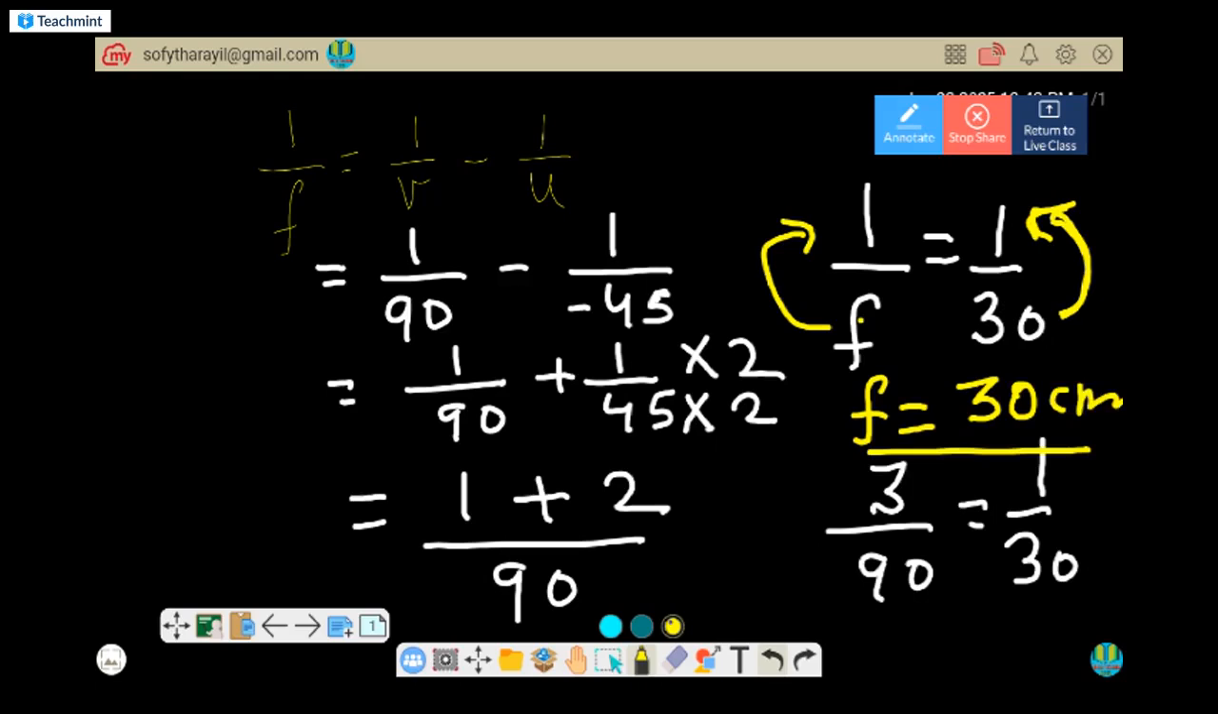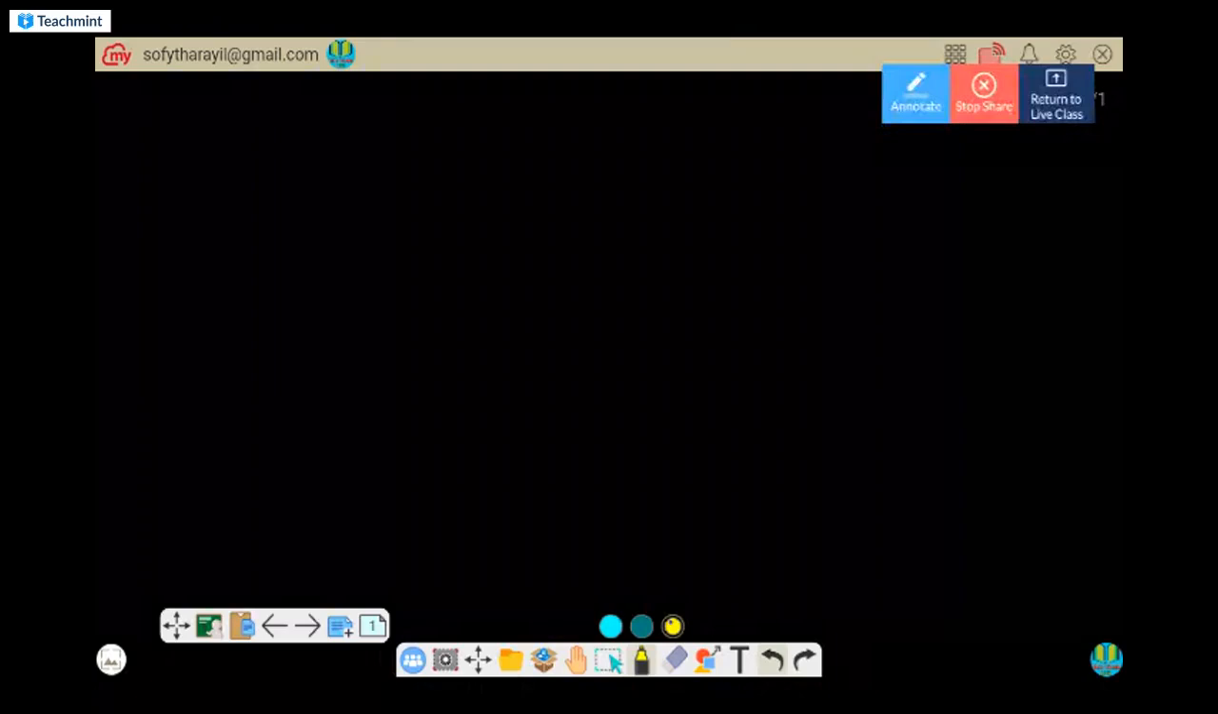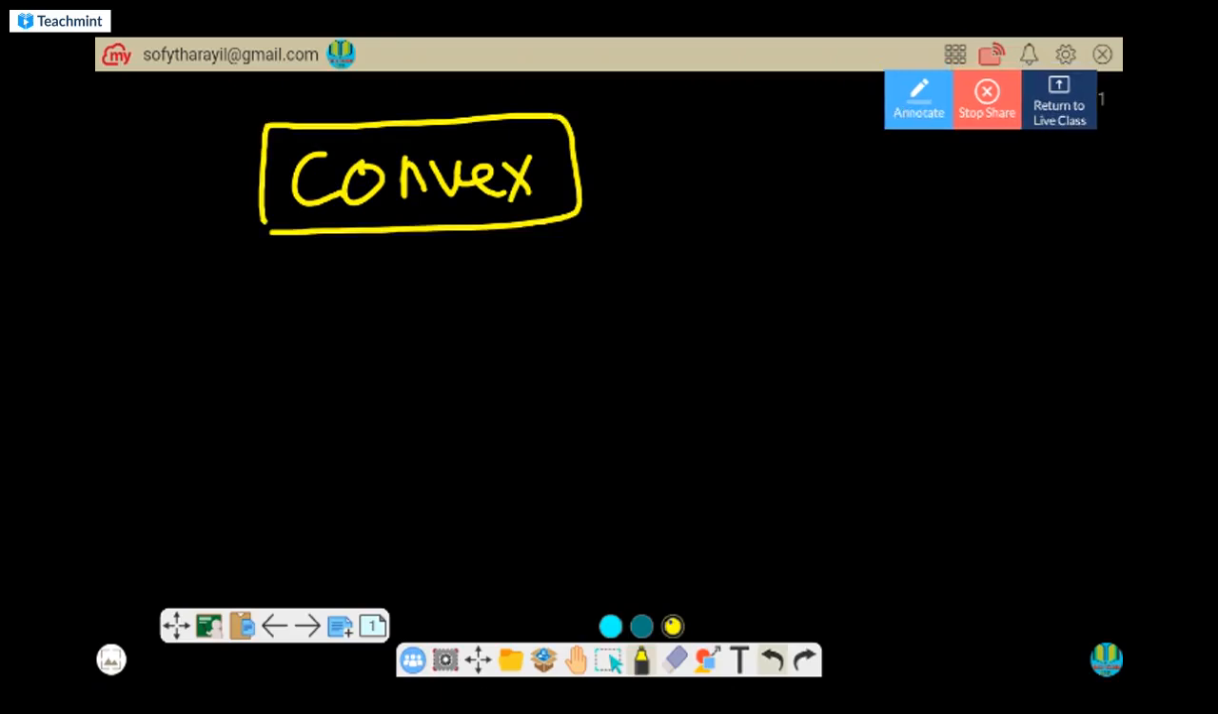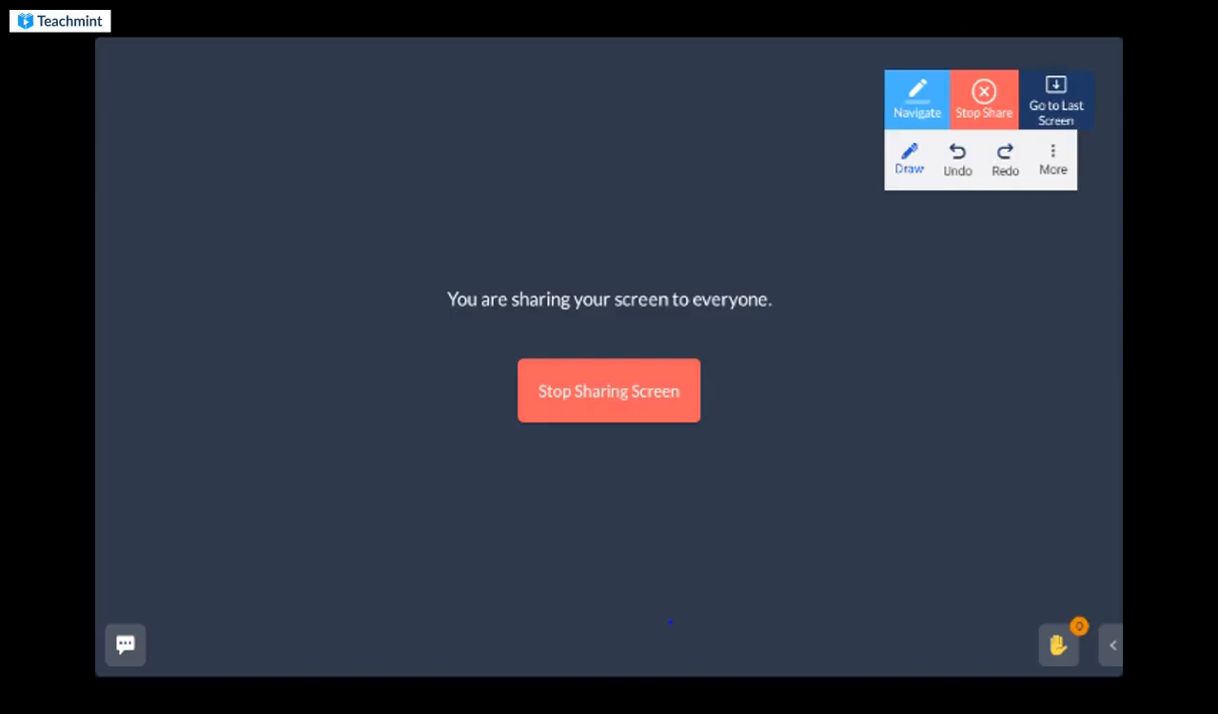Now the next part is what kind of lens that is. A part was identifying the type of lens. So yes, done writing, everyone? Yes, finished writing, everybody. Now the type of lens, it's going to be a convex lens. Why are we predicting it's a convex lens? What's the reason why it's a convex lens?